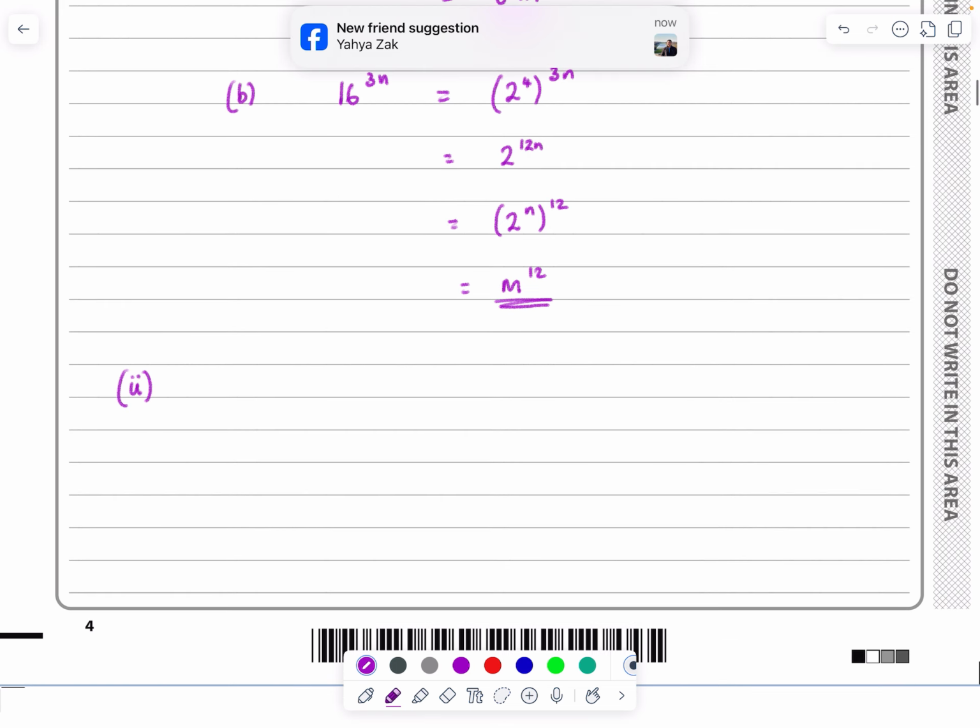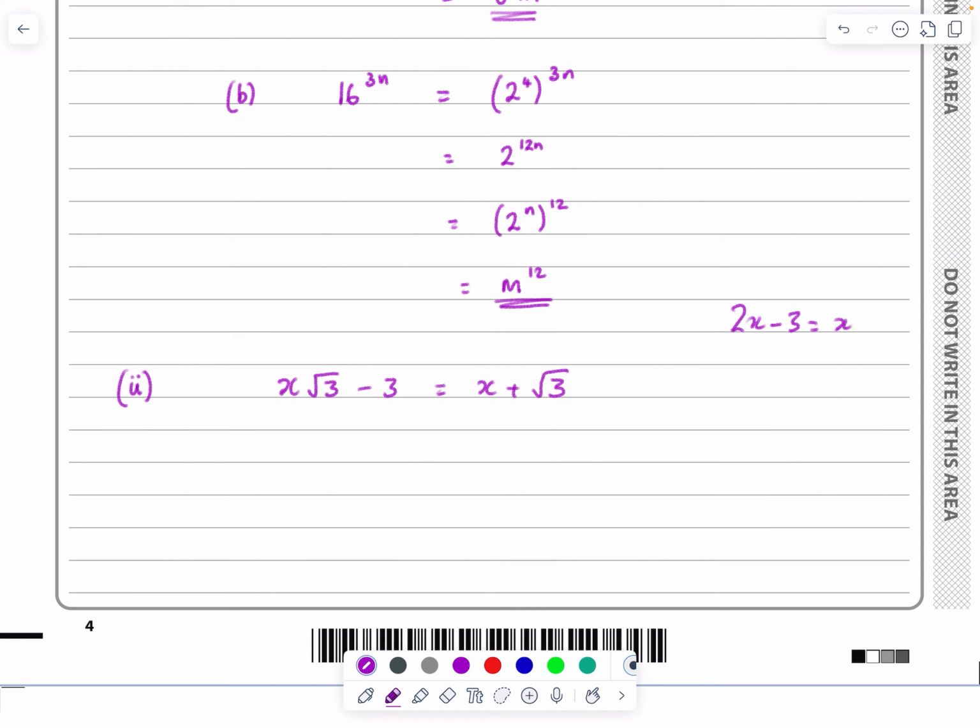What have I got? I've got a very nice equation here. I've got x root 3 minus 3 is equal to x plus root 3. But if you had, let's make it similar, 2x minus 3 equals x plus 5 here, what would you do? You'd collect all the x's onto one side, you collect all the numbers onto the other side to get our answer. So that's what we're going to do here.